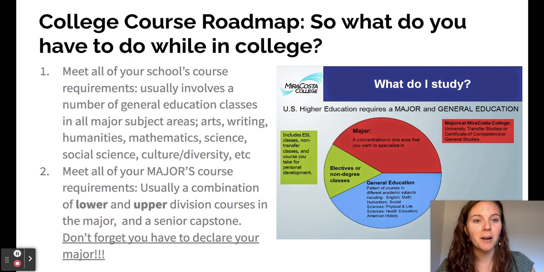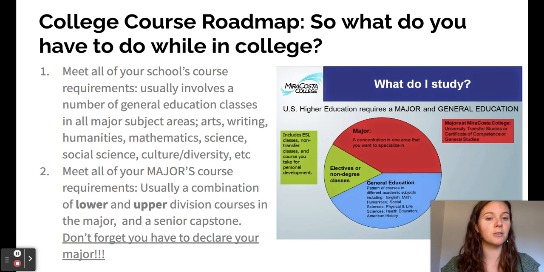The last part of this pie chart, though, that I want to show you is this green section here, which are your electives or non-degree classes. So you have to take a certain number of courses or units to graduate with a degree, and oftentimes the general education and the major requirements are not enough, and you have other class space that you get to take, and those are going to be called your electives. And in those classes, as long as you've met the prerequisites for them, you can take any classes you want.